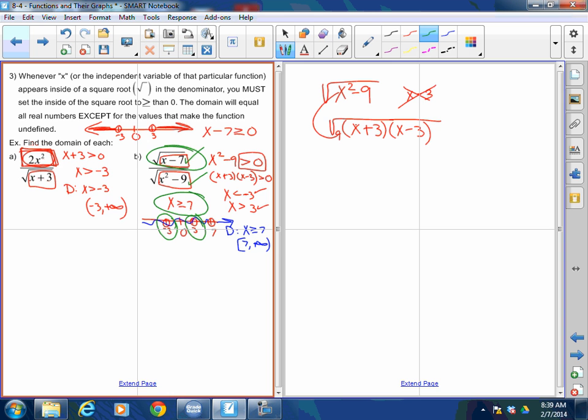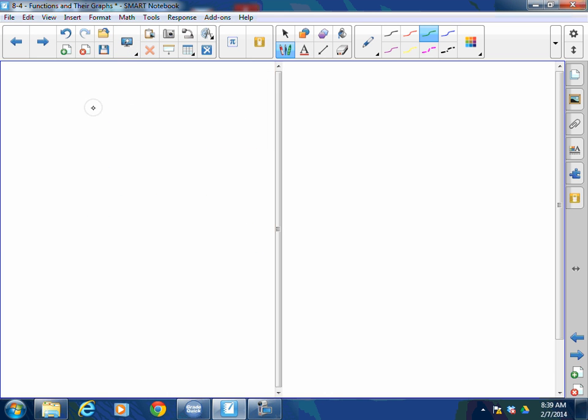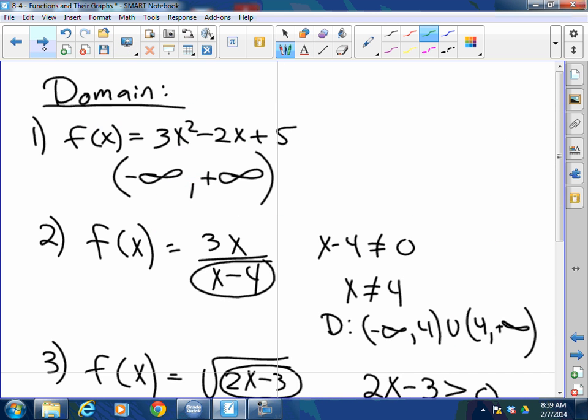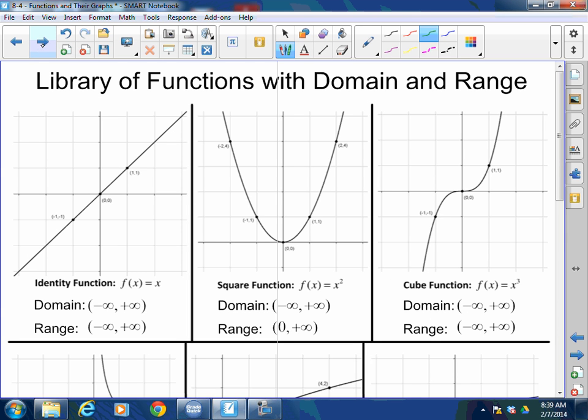All right, now the easy part. A lot of memorizing, but you got to do it. I showed you this before, but now I'm going to show you the library of functions with domain and range. You have what's called an identity function. An identity function is when the slope is 1 and the y-intercept is 0.